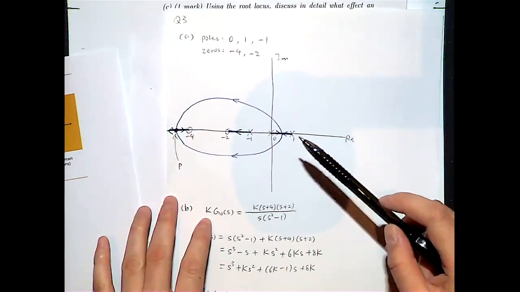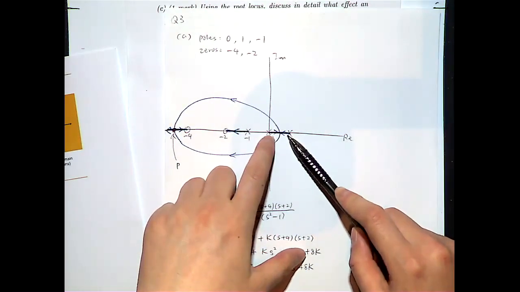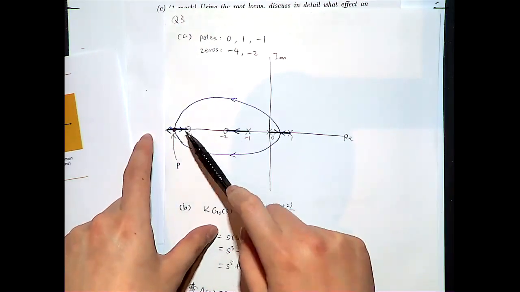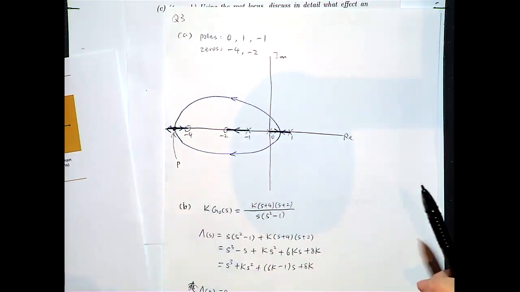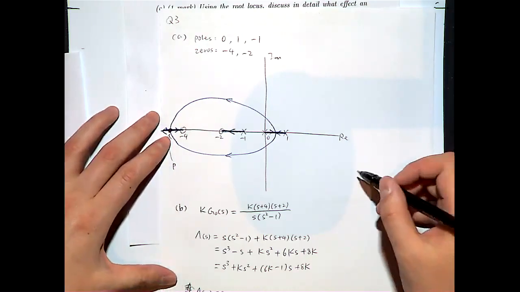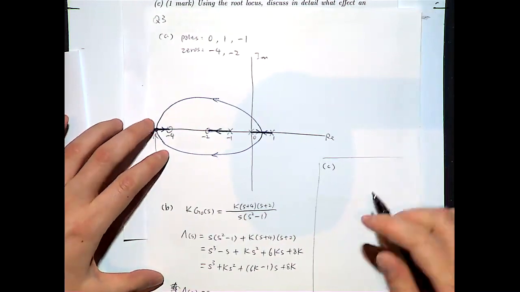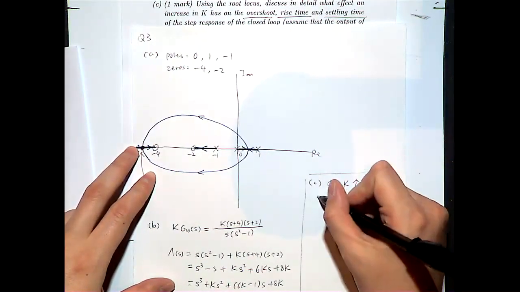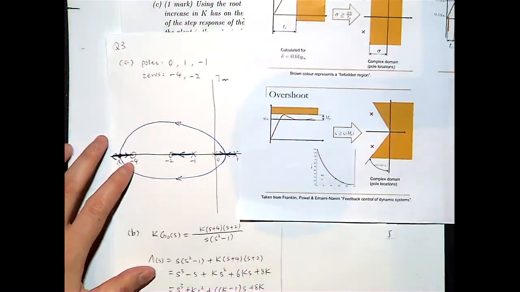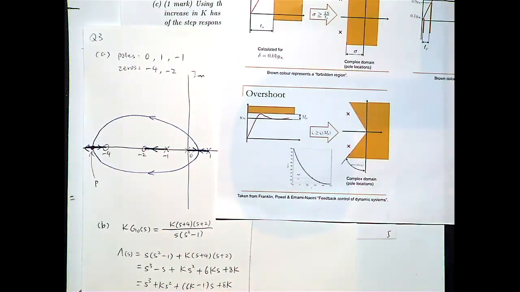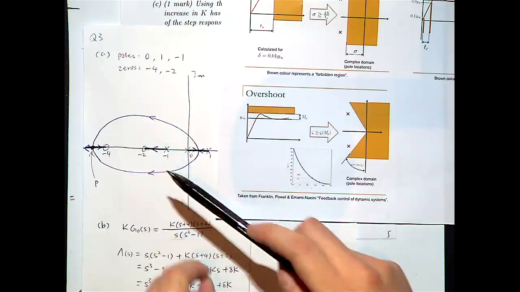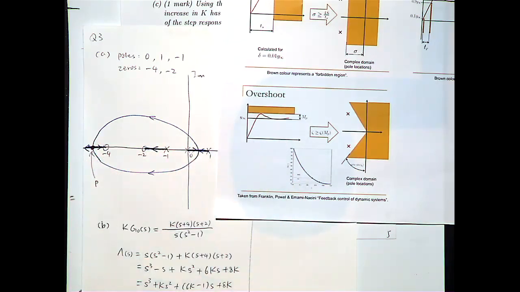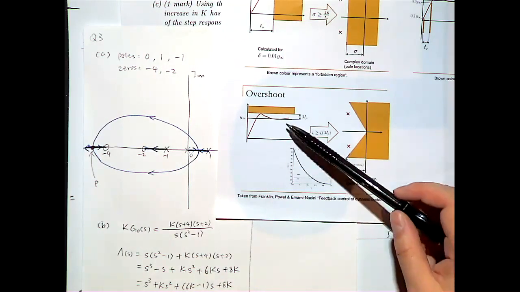As K increases, these two poles meet together and split, and meet together and split. This one just travels along to here, right? So I'll just write it here. C, as K increases, firstly, your overshoot, right? How does that change? Overshoot is here. As K increases, it makes no sense to look at the unstable part, so you just focus on the stable part. So as K increases, how does your overshoot change?